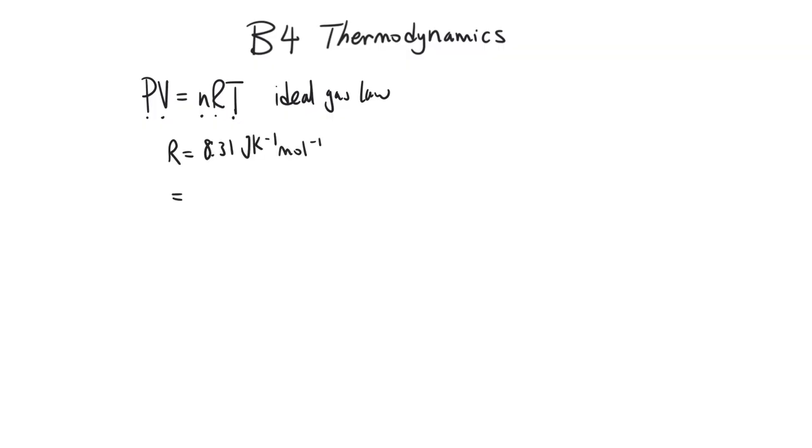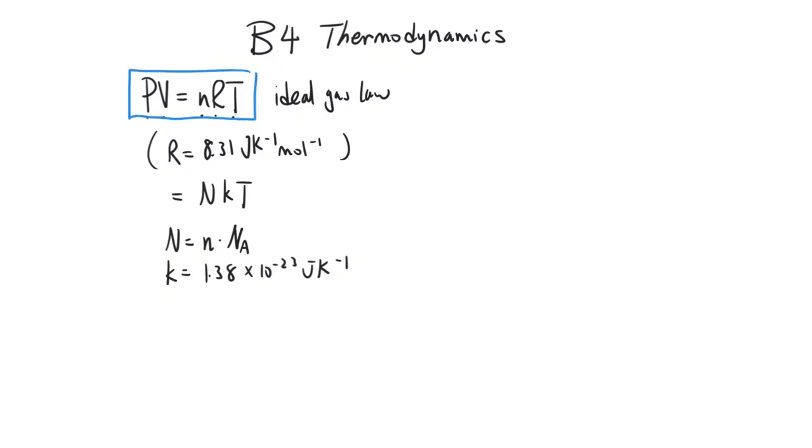So alternatively, you can also write this as NkT, where N is the number of particles. So we would notice that actually N is equal to small n times Avogadro's number. And k is the Boltzmann constant, which is 1.38 times 10 to the negative 23 joules over Kelvin. So this is the ideal gas law. Usually we just use the first one because moles is just easier to use, but this is also sometimes useful.